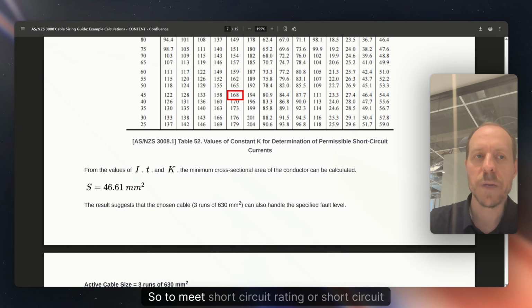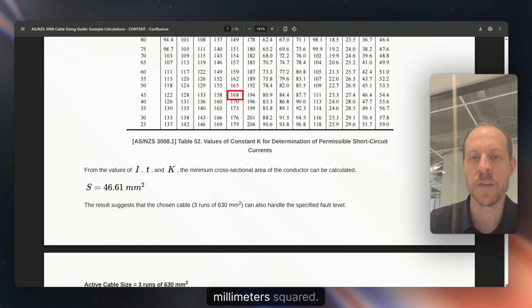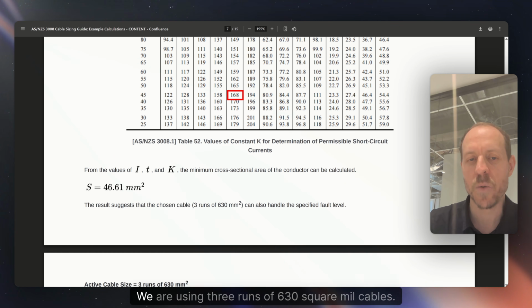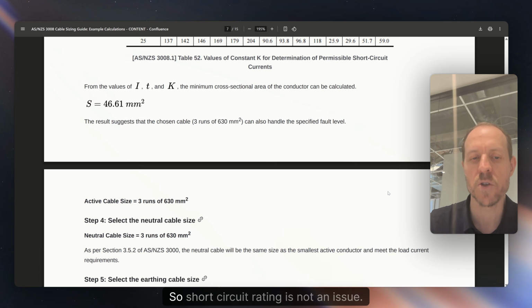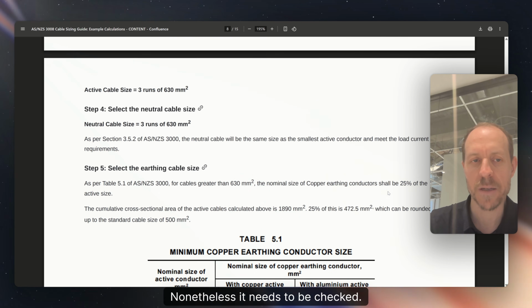So to meet short circuit rating or short circuit capacity, we must have a cable size greater than 46 millimeters squared. We certainly do. We are using 3 runs of 630 square mil cables, so short circuit rating is not an issue. Nonetheless, it needs to be checked.